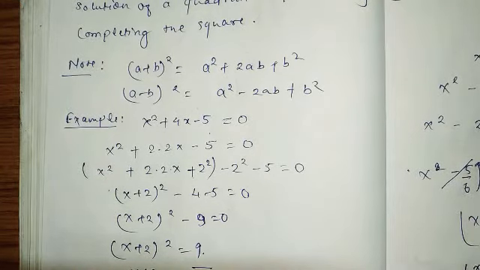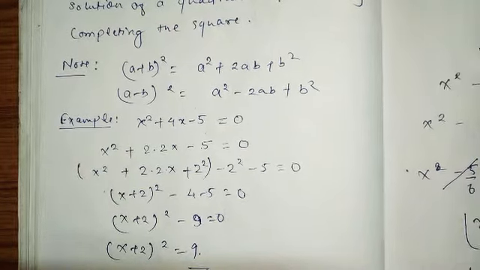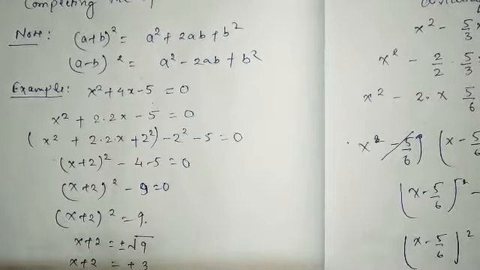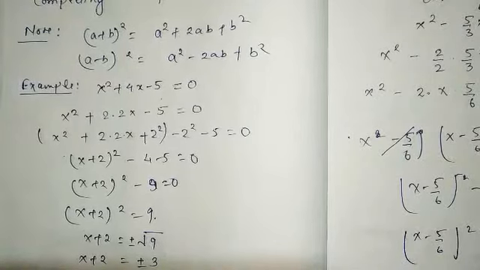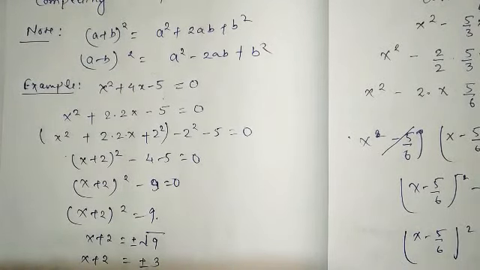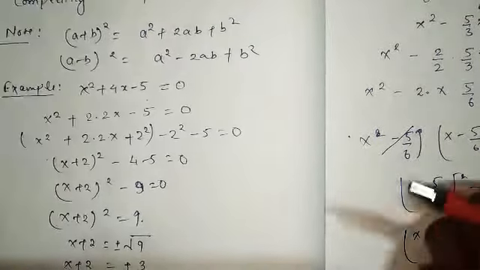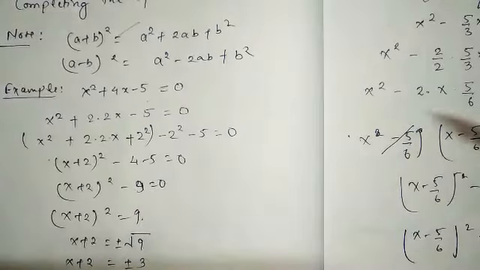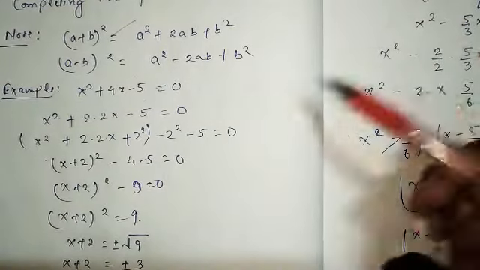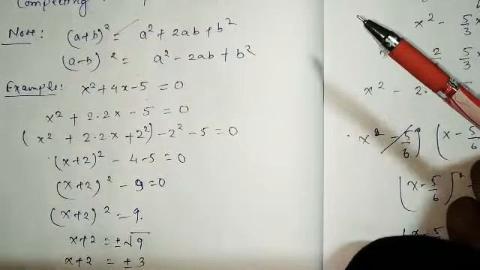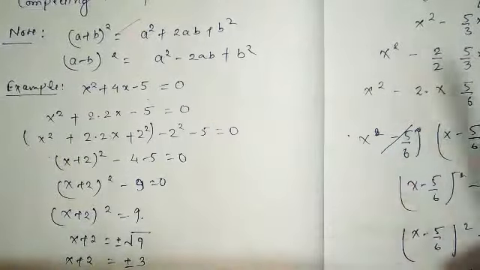So in brief I can say that this particular method, completing the square method, needs a lot of practice. You have to keep the universal formulas of mathematics in mind and be familiar with them. That is, a plus b whole square and a minus b whole square. It is a very important formula: a square plus 2ab plus b square, and another is a square minus 2ab plus b square.